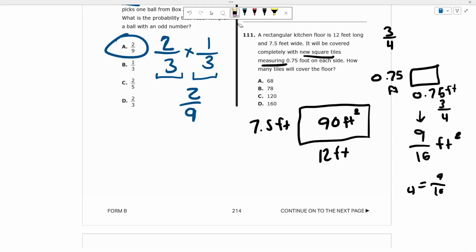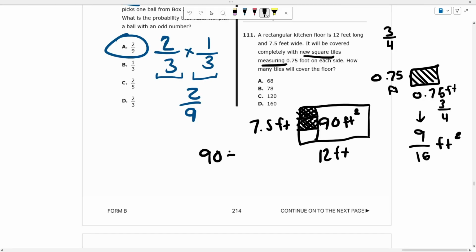So it's very important that we took the area because we're comparing area to area. We want to know how much space this takes up and how many of these spaces will combine and take up 90 feet in total. So now we just divide 90 by the 9/16 feet squared, right? Remember, keep, change, flip. So we have 90 times 16/9.